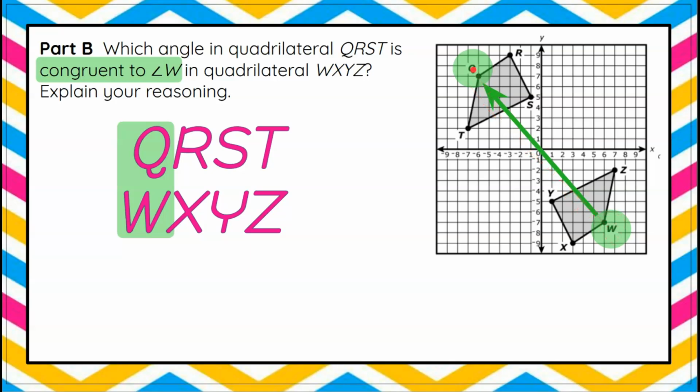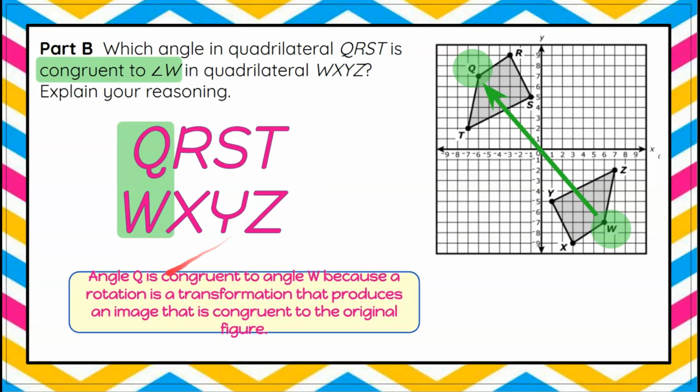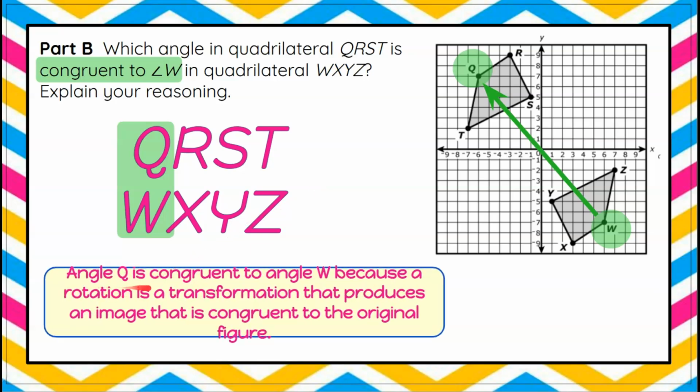And if we look at this flipped, we know that this was rotated 180 degrees. So if I turn it once, it's going to go over here, turn it twice here, and that's where it is. We can also see that this is the shortest side, and it connects to the diagonal side. So we can see that those are the corresponding. So we can say our explanation is that angle Q is congruent to angle W because a rotation is a transformation that produces an image that is congruent to the original figure.